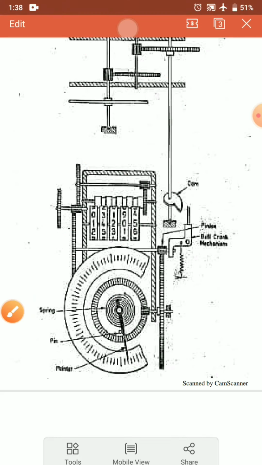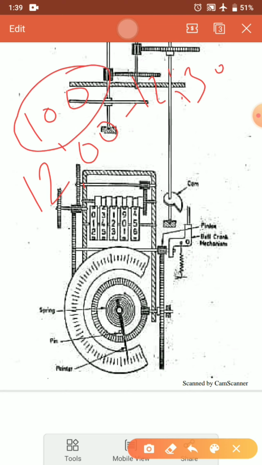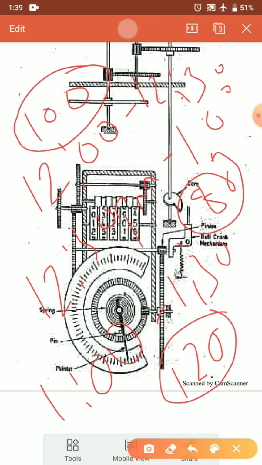Now for example, let me consider the first instant. From 12 pm to 12:30 pm, the energy consumed was, for example, 100 units, and from 12:30 pm to 1 pm the energy consumed was, let me take it to be 80 units, and for the next half hour, that is 1 pm to 1:30 pm, the energy consumed was 120 units. Now keep this in mind. For the first half an hour, the energy consumed was 100 units, for the second it was 80 units, and for the third it was 120 units.